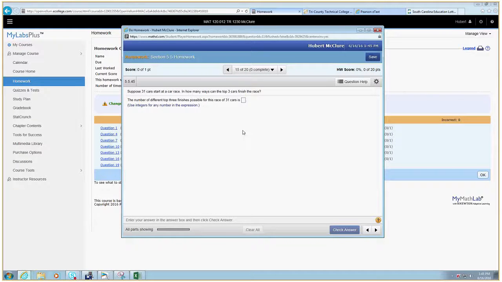Okay, suppose 31 cars start a race. How many can top? Just read the problem. I got it. I'm gonna blow it up for y'all. And if you can't see, there's still a seat in the back right corner that y'all can sit in if you can't see.